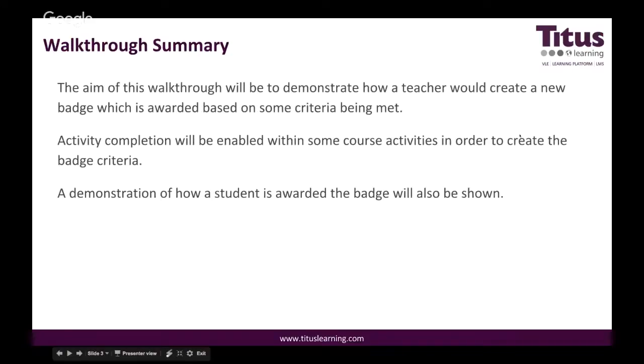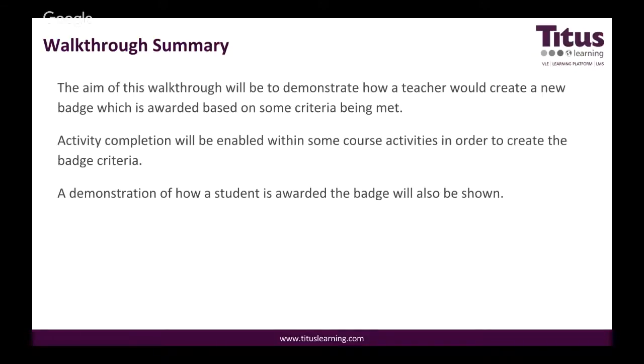So when I go through the walkthrough, I'll be first of all demonstrating how to set up activity completion within Moodle. So in order to create the criteria, we need to make sure we have some activities within our course that have some certain conditions set against them, so they're marked as complete. So that's the first thing we'll be doing. And next thing we'll do is we'll create the actual badge, and we will choose the criteria for the badge as well. And then finally, we will log in as a student and show you their journey, so how they log in, how they complete activities in order to receive this badge, and where it's kept as well.